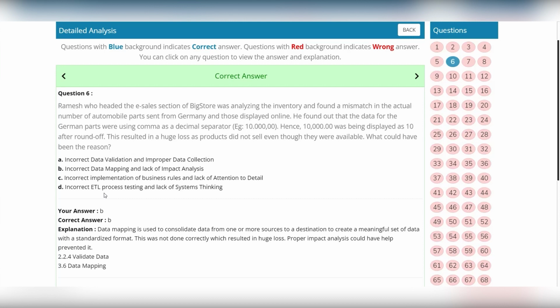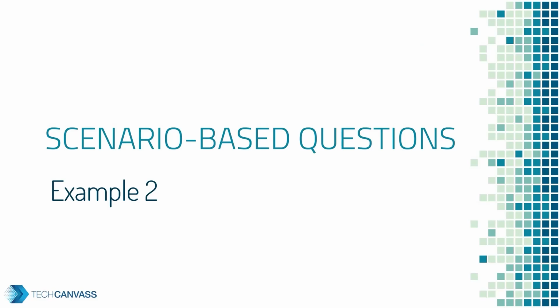Often, we will have clues in the question itself that you might overlook if you are reading the question in a hurry or you are in a stress. Now, let us take a look at the second example of our scenario-based questions.